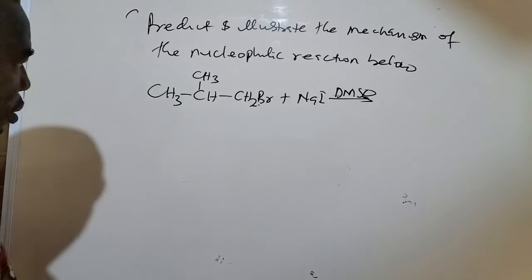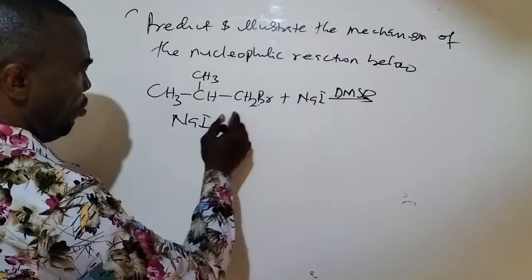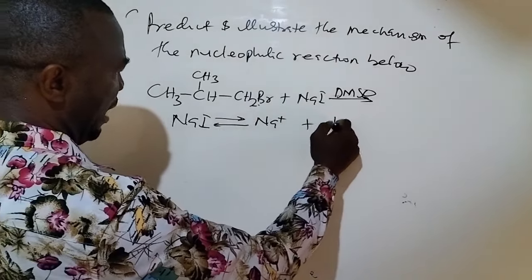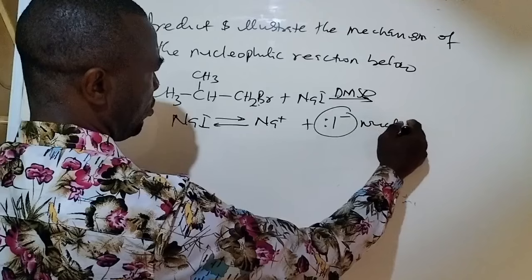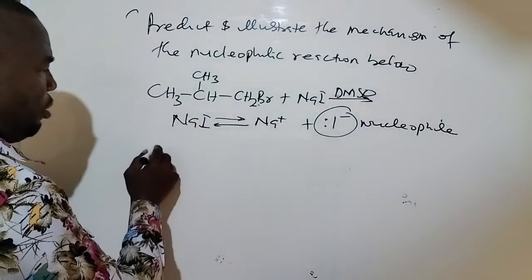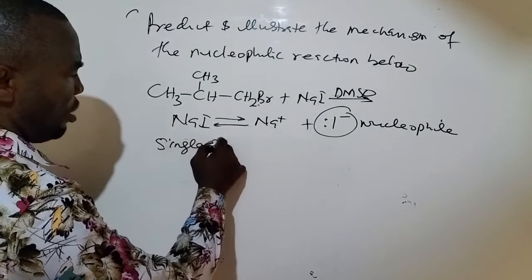So the first thing that will happen is that this reagent will ionize to produce our nucleophile, which is the iodide ion. So that's the nucleophile we have here for this reaction. Let's now illustrate the reaction. Very fast one. This is a single step reaction. It doesn't occur in 2 steps.